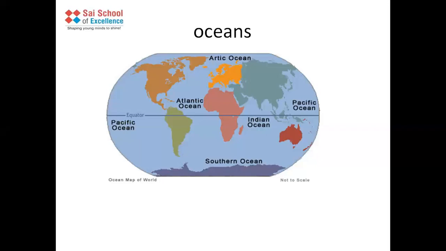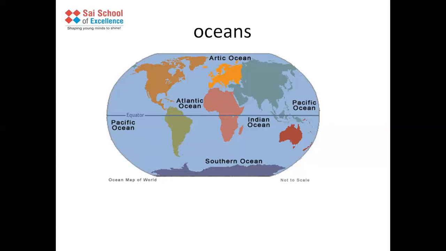After observing this map, you will notice that blue is the most visible color in this map, right? So this blue color shows water. The very large water bodies that surround the continents are called oceans. And we have other smaller water bodies on the earth like seas, rivers, and lakes.